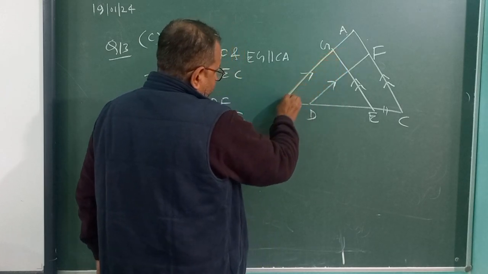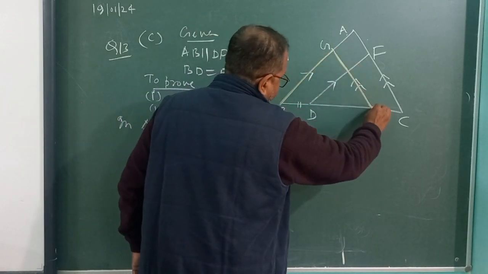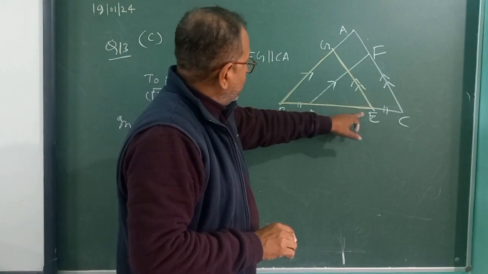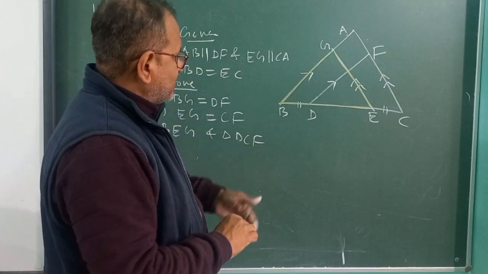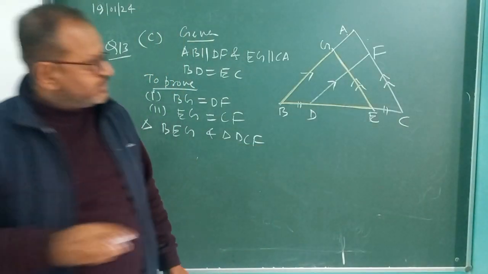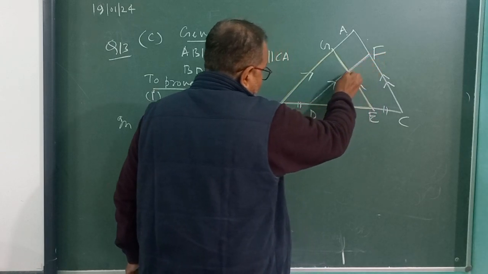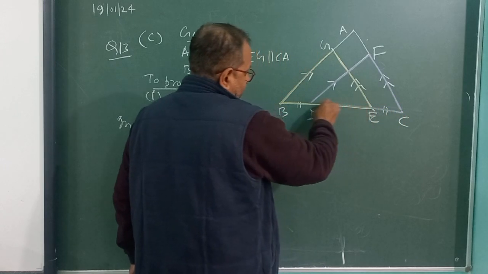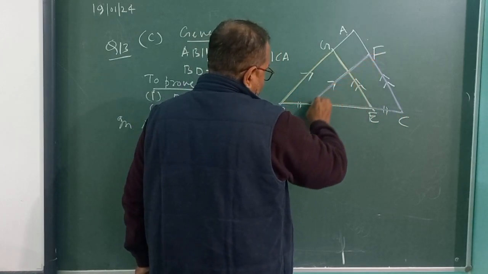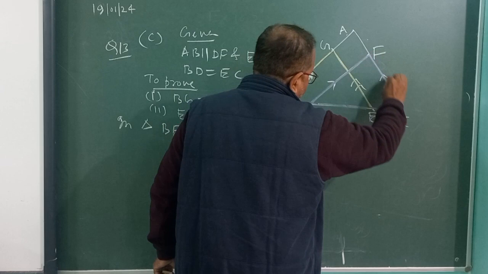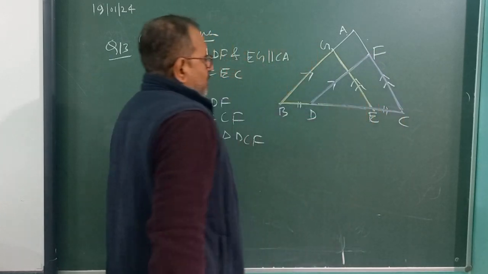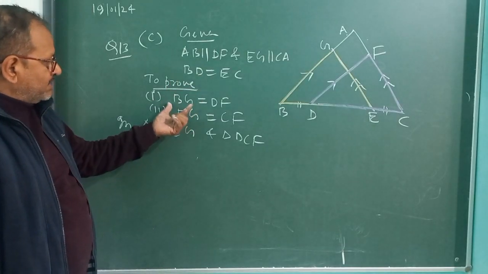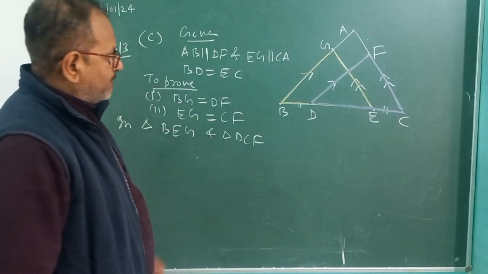See this figure. BEG. Next triangle DCF. We have to prove these two triangles congruent. Then by simplicity we can write these two results. So see how we can prove.